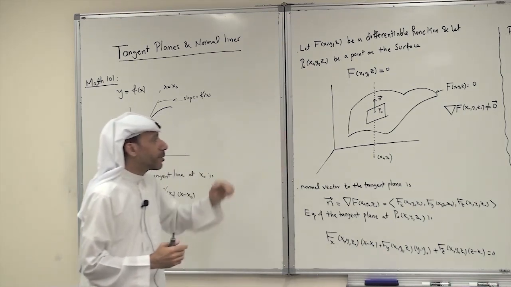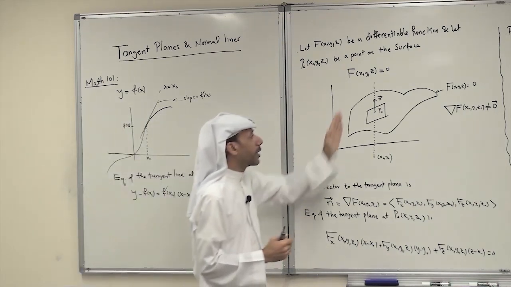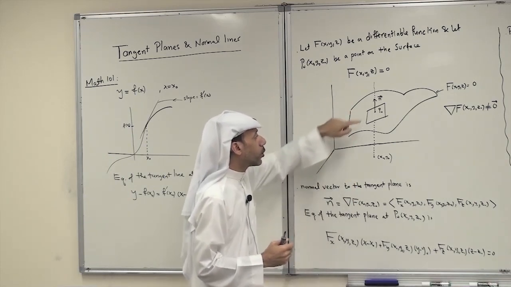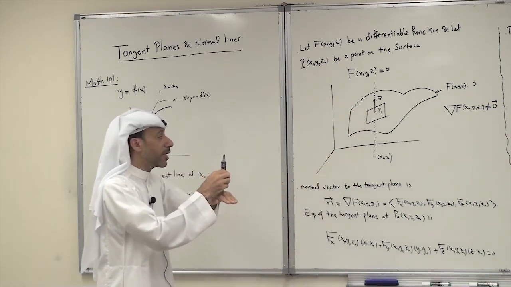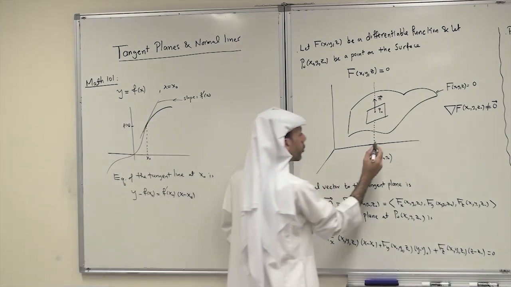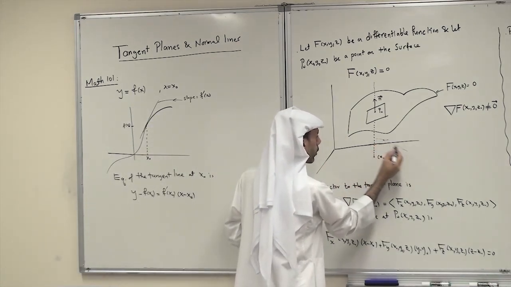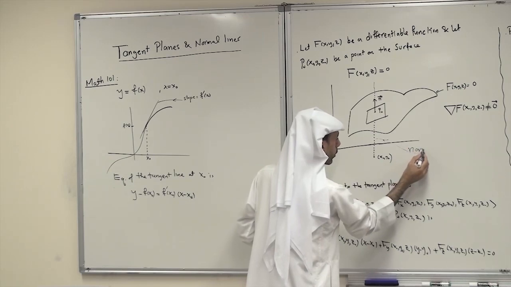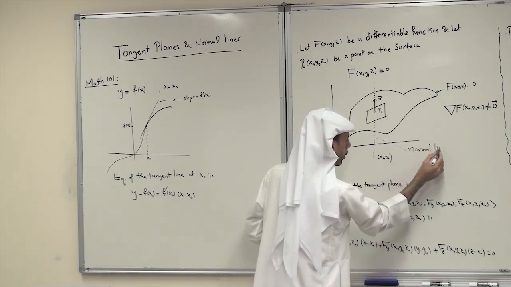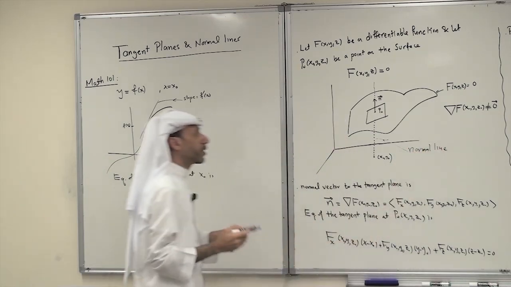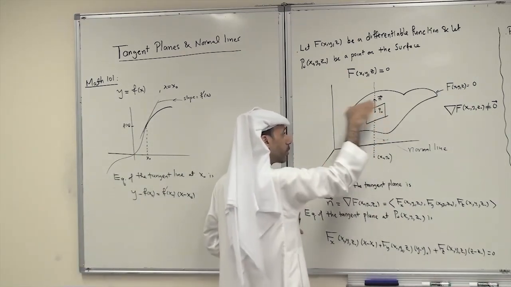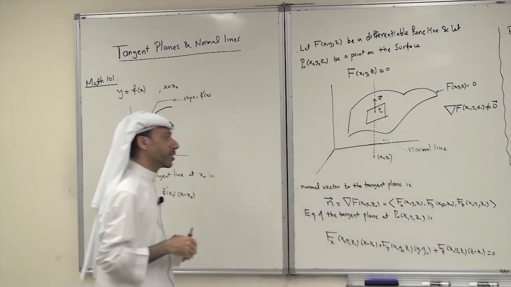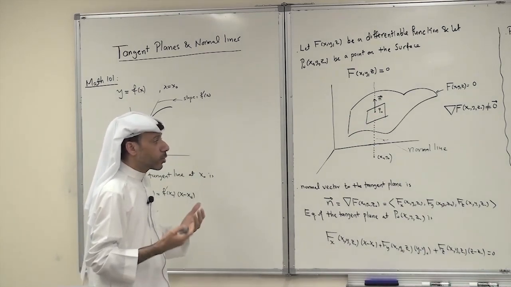Related to the tangent plane, we consider also the line perpendicular to the tangent plane. This line is called the normal line. It is a line in space passing through B0 and perpendicular to the tangent plane. This is called the normal line.